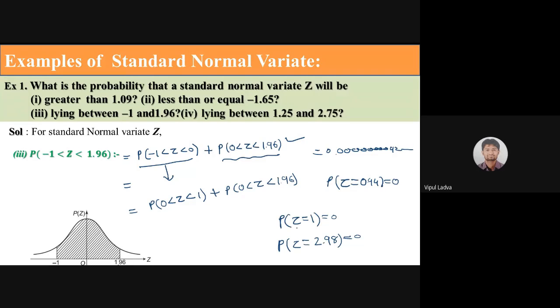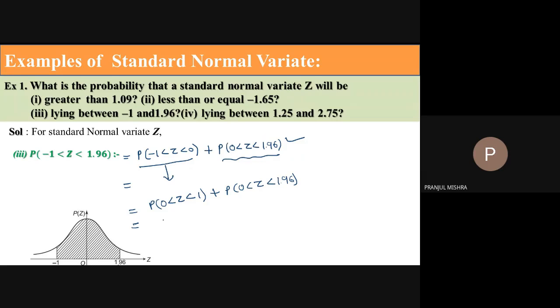If you are taking one fixed value, instead of dealing with an interval, if you are just interested in one value of z, then the probability will always be 0, because it is a continuous random variable. That is the reason we are not worried about whether we are dealing with less than or equal to, or strictly less than. Okay, we are fine.